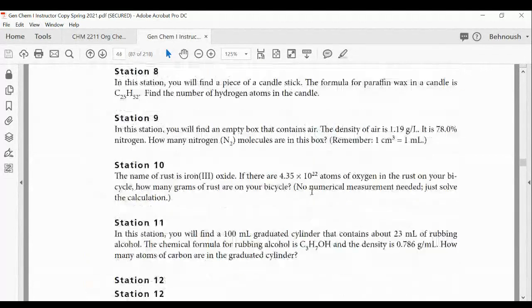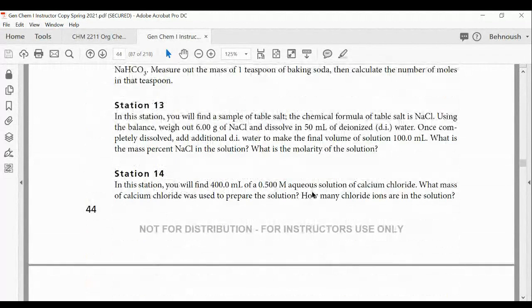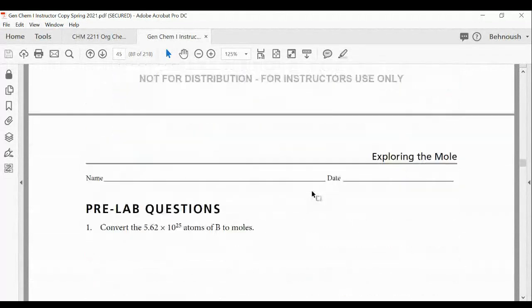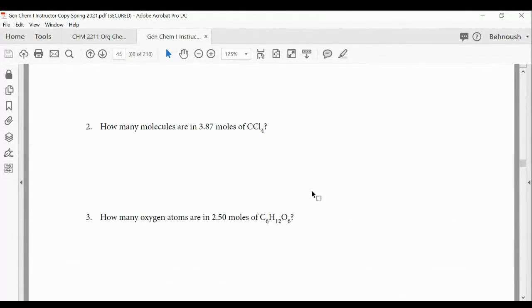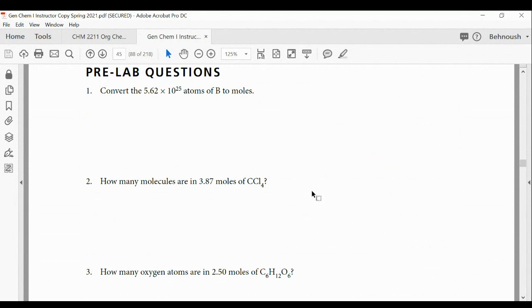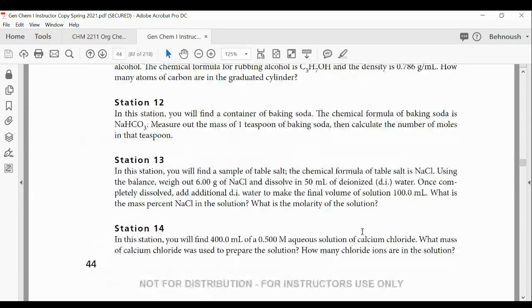Okay, there are 14 stations. Most of them are straightforward. Has the mole been covered in lecture already? Yes. Okay. If mole has been covered in lecture, then all of them are straightforward. But still, station 9 and 13, you might have questions.